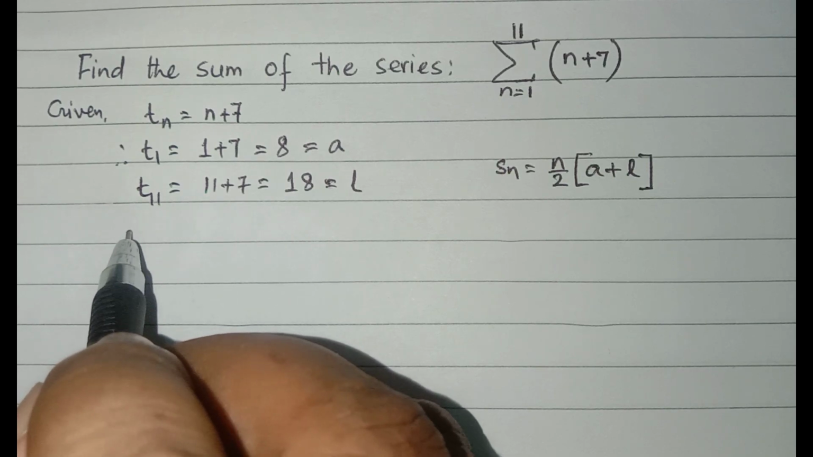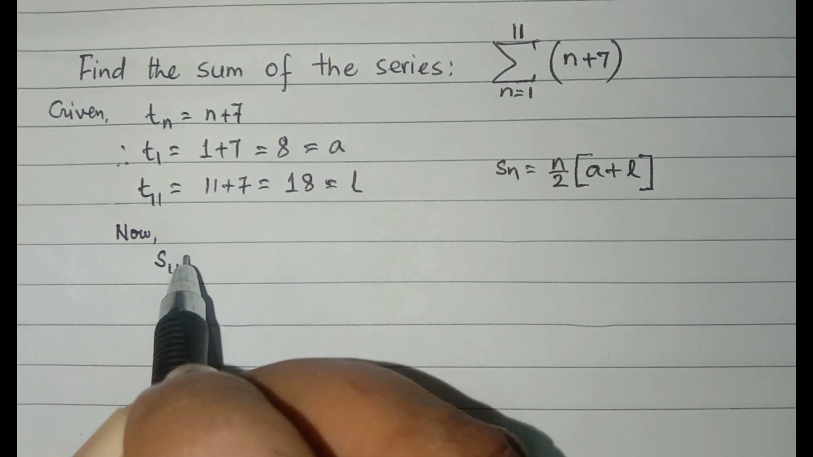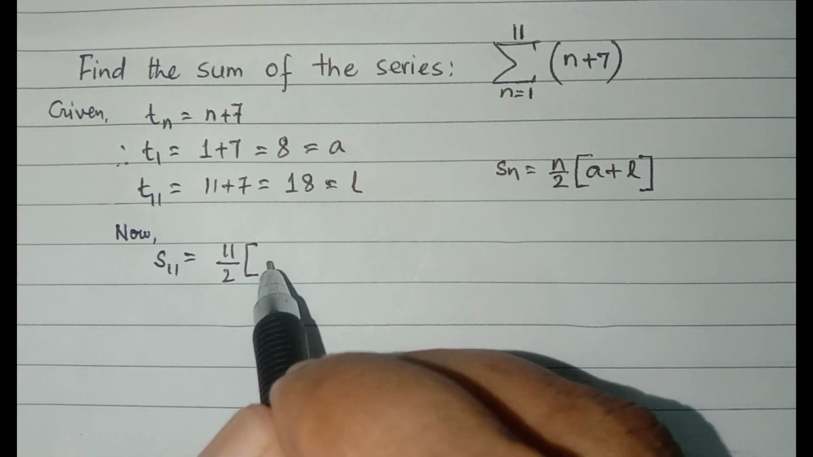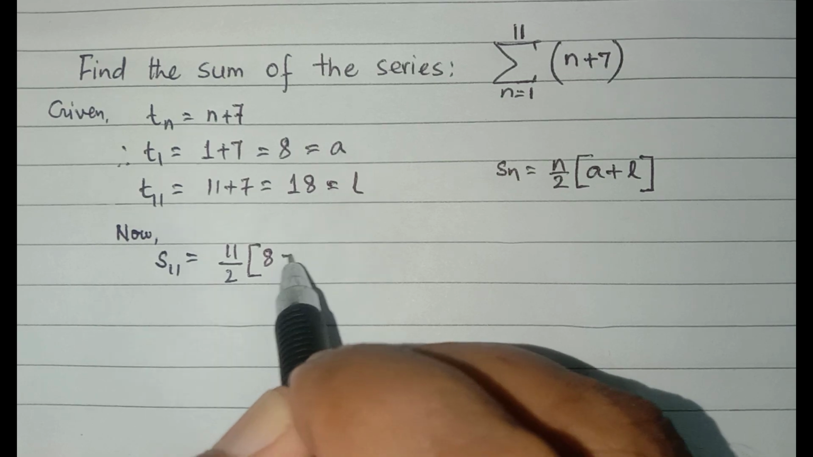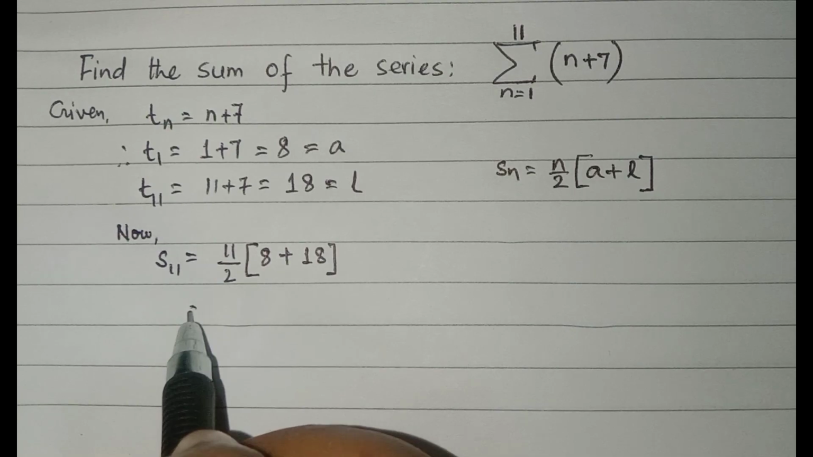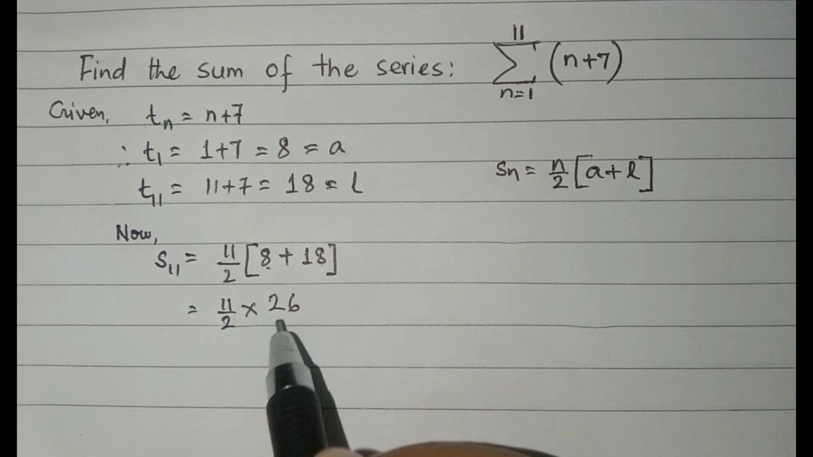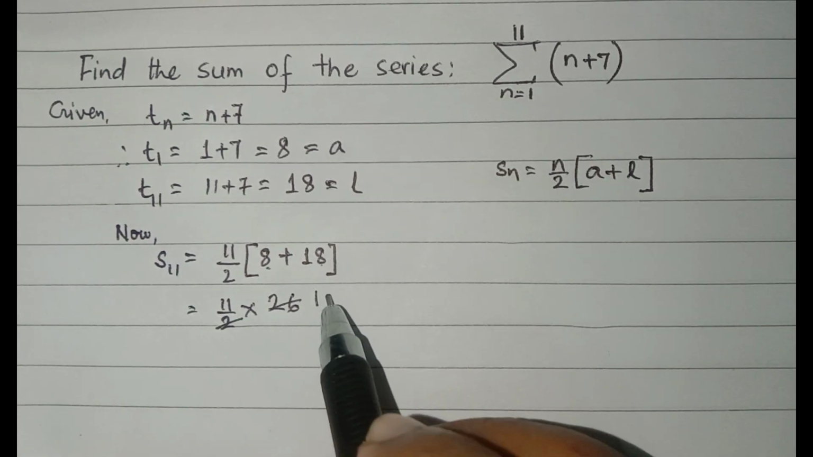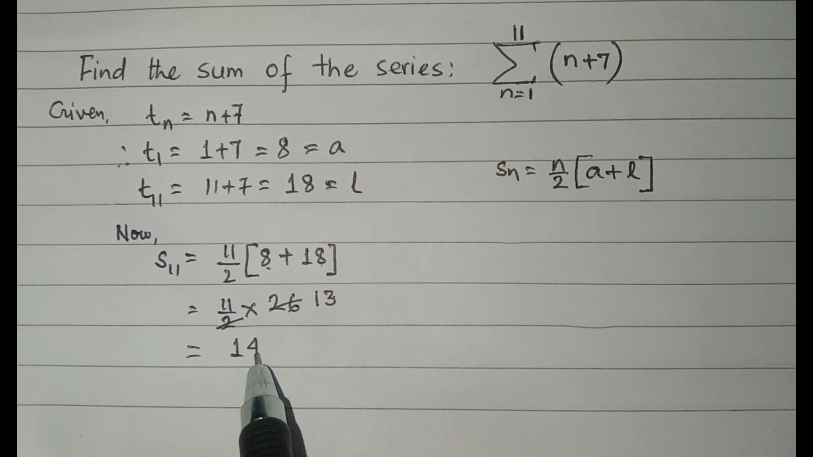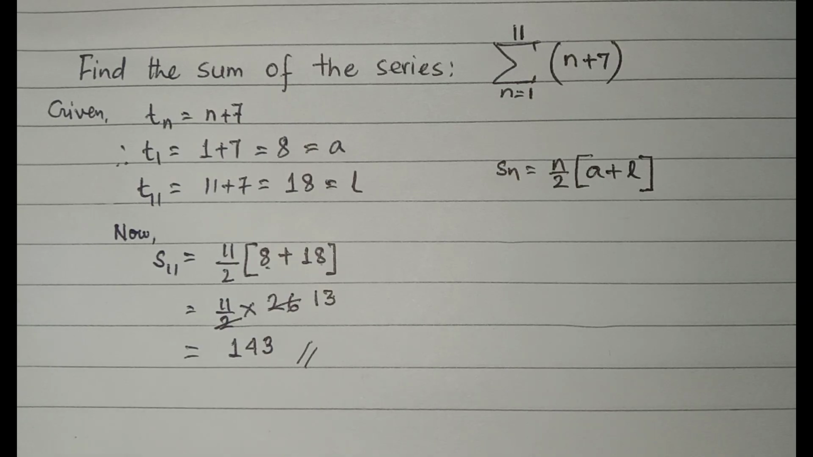Then we write, now, S11 equal to 11 by 2 times (the first term, 8, plus the last term, 18). So I have 11 by 2 into 26, since 8 plus 18 is 26, so 2 divides 26 is 13, and 11 into 13 is 143. Friends, this is our answer.